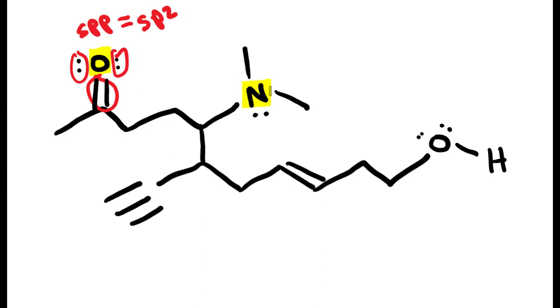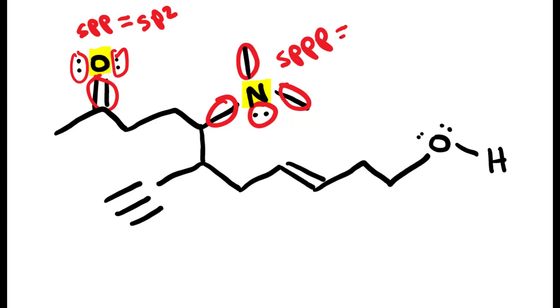What if we look at this nitrogen atom? This nitrogen atom has a single bond, and lone pair around it. So this nitrogen looks like it is SPPP, which corresponds with SP3, since it has 4 groups around it. Let's look at another example.